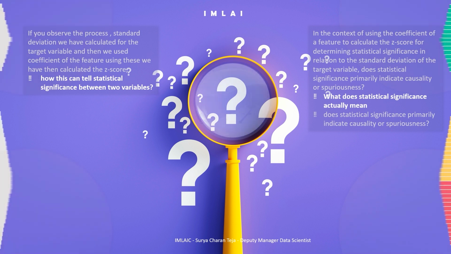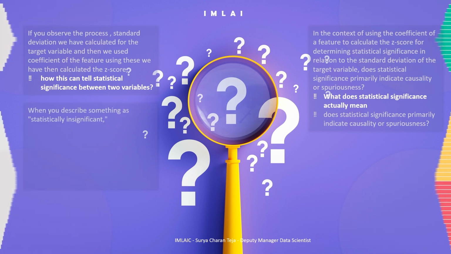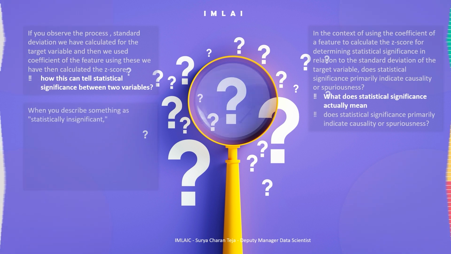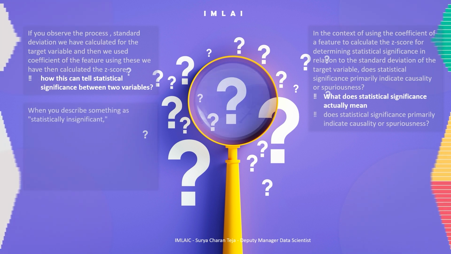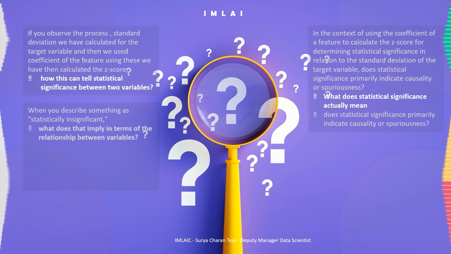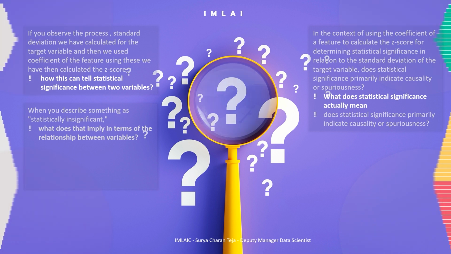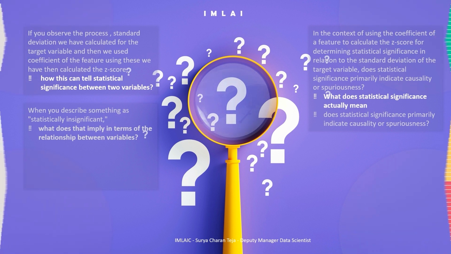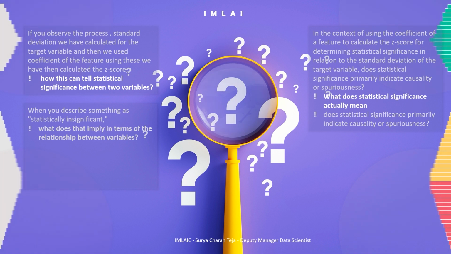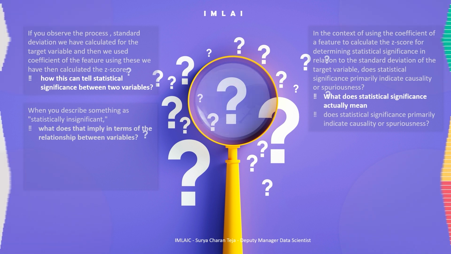So now this leads to another question: when you describe something as statistically significant, what does that imply in terms of the relationship between variables? When you describe something as statistically significant or statistically not significant, what does that imply in terms of the relationship between variables?